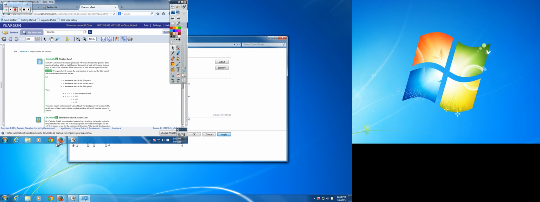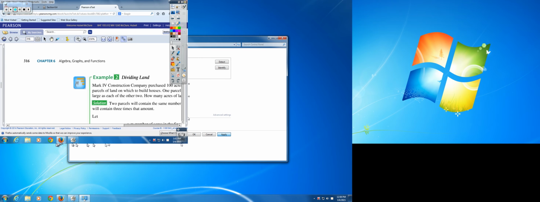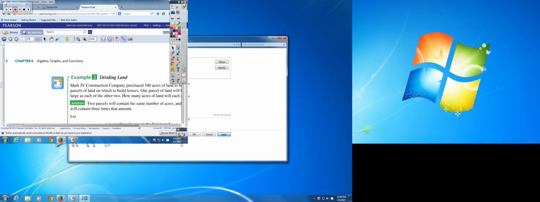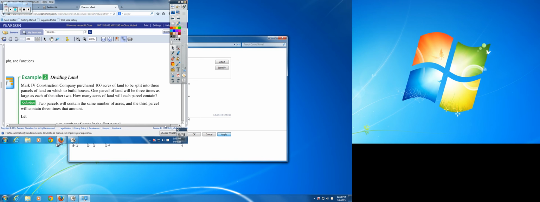Okay, here's one. Anything having to do with splitting up land, you know it's going to be on here. Move it over. Let's see, how do I move it over? You got to scroll on. A construction company purchased 100 acres of land to be split into 3 parcels of land on which to build houses. One parcel of land will be 3 times as large as each of the other 2. How many acres of land will be on each parcel?